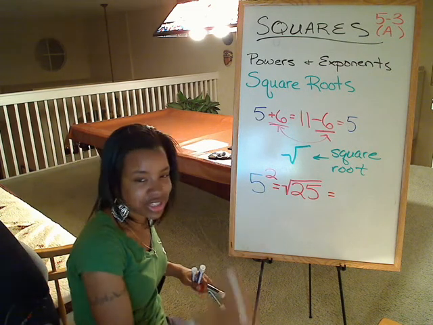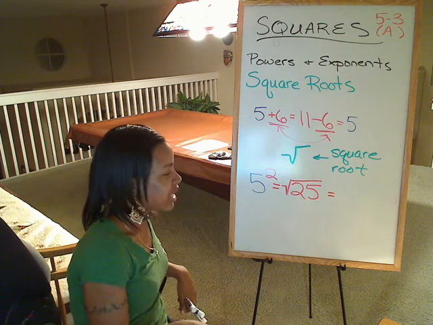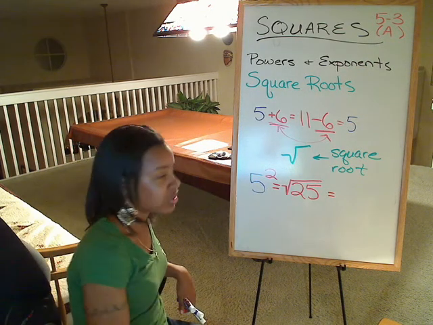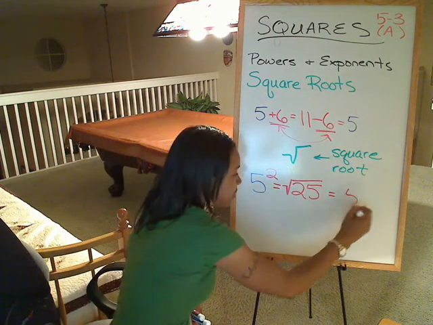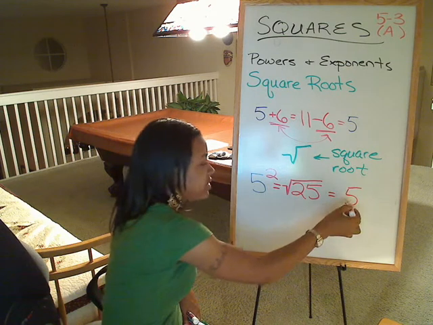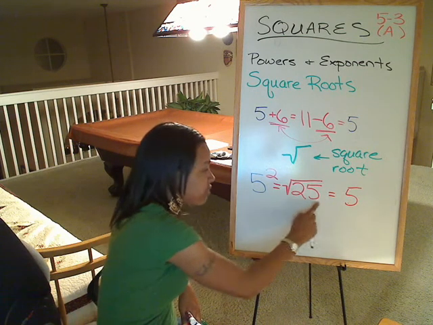Oh, see, I just messed myself up. We'll talk about that in a minute, but there's actually 2 numbers that do that. But what's the obvious number that does that? 5. 5 times 5 gives you 25. So the square root of 25 is 5.